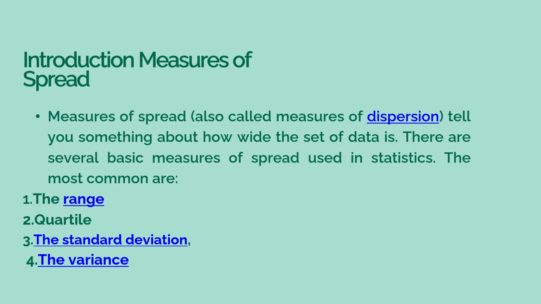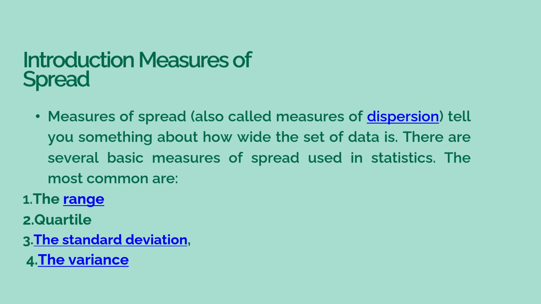When we analyze the data, we don't just look at the average. We also need to know how spread out the data is. That's where measures of spread come in; it is also called the measure of dispersion. This includes the range, quartiles, standard deviation, and variance. Each of these gives us insight into the variability or consistency of the data. So in this we are going to see them one by one.